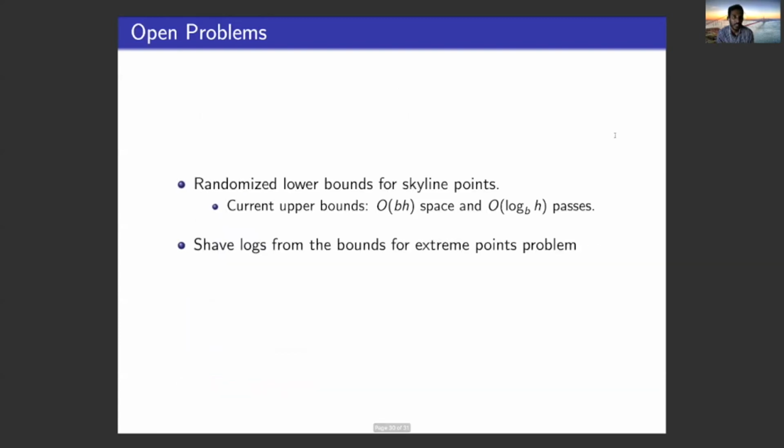So in conclusion, let me finish by posing two open problems. In this paper, we only talk about upper bounds. What about the lower bounds? How good are our upper bounds? It's a natural question. So coming up with randomized lower bounds for the Skyline points problem is a big open problem. It would be nice to compare the upper bounds and lower bounds and see if we can come up with an optimal solution. And for the extreme points problem, as I said, there are a lot of logs hanging in there. Can you shave them off?